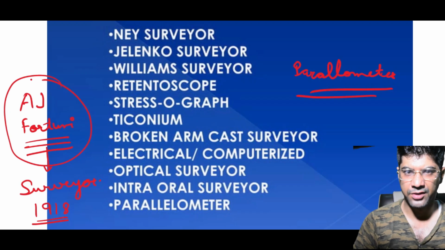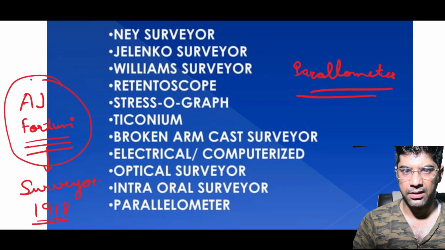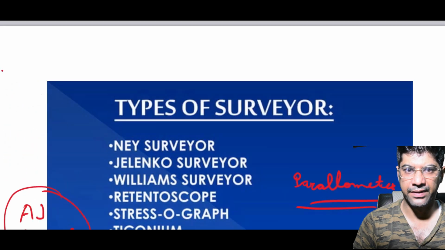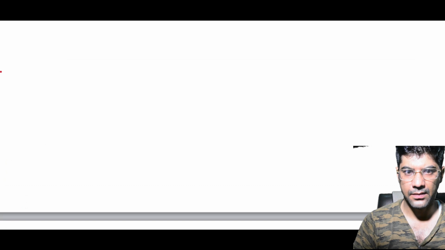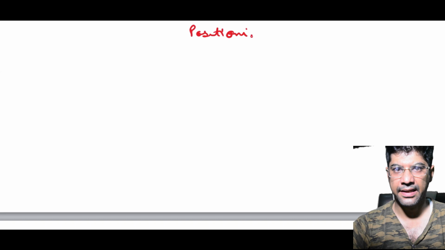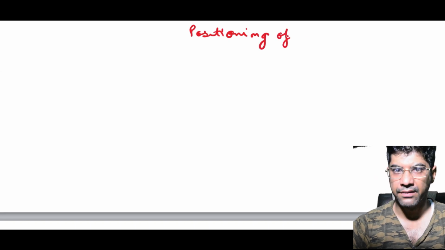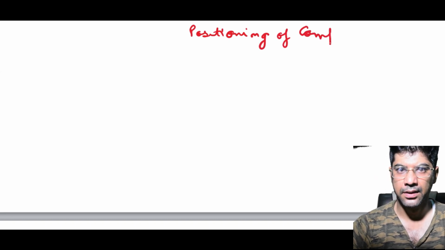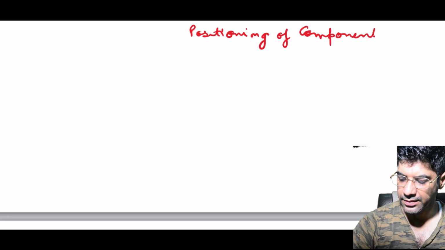So let's discuss the objectives. The primary goal is to design an RPD so that its rigid and flexible components are appropriately positioned to achieve optimal retention as well as bracing. So the first objective is positioning of components.